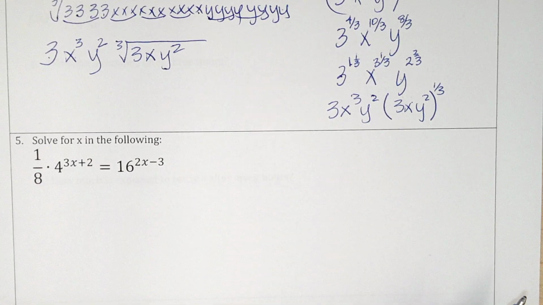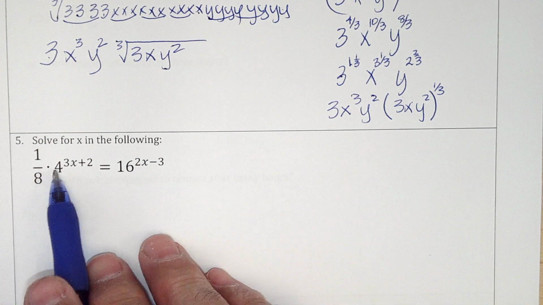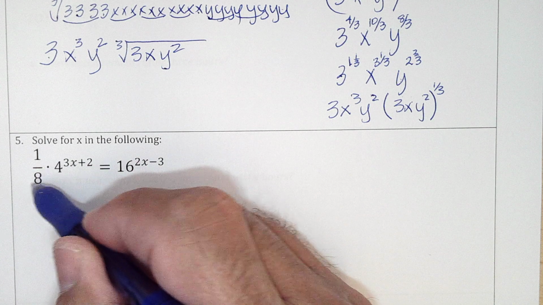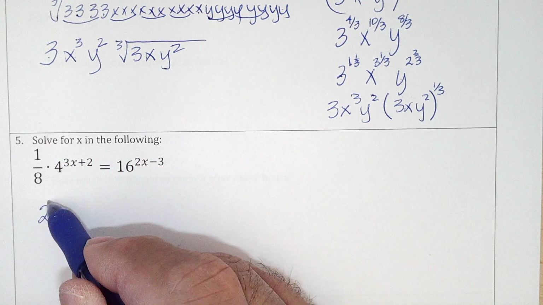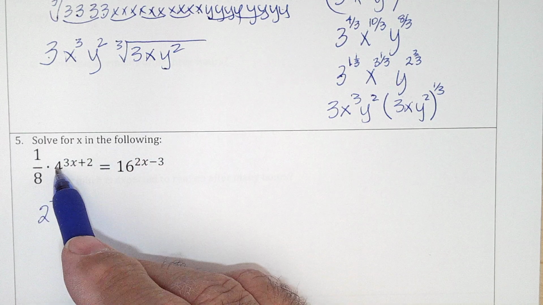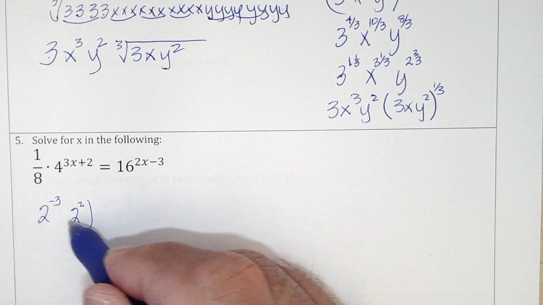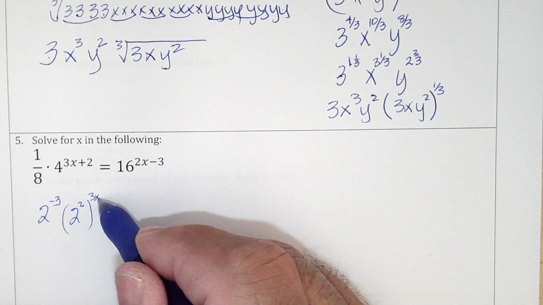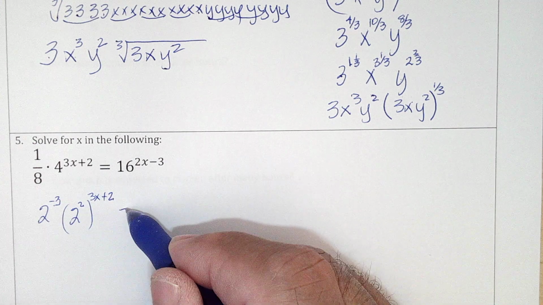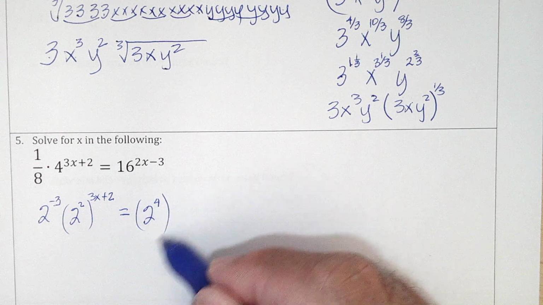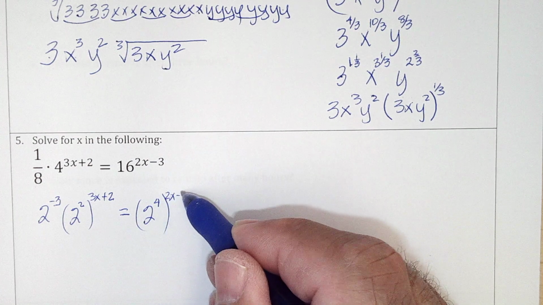Okay, let's do this one. 8, 4, and 16 are all powers of 2. So 1/8 is 2 to the negative 3. 4 is 2 squared, and that's to the 3x plus 2. And 16 is 2 to the 4th, and that's to the 2x minus 3.